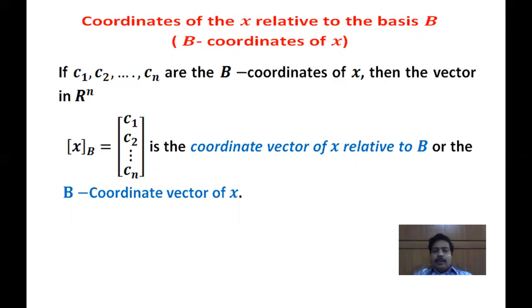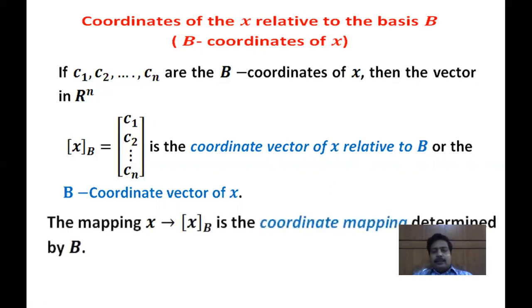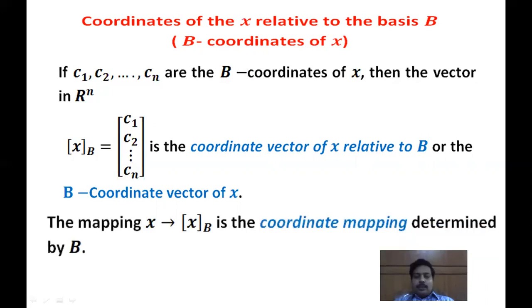So the B coordinate vector of X will be the column matrix C1, C2 and so on, Cn, formed with the unique scalars which are in the linear combination of X. So this is the coordinate vector of X relative to B, or B coordinate vector of X, and the mapping from X to XB. X is a vector, XB is the corresponding Rn vector. That is the coordinate vector of X relative to B.